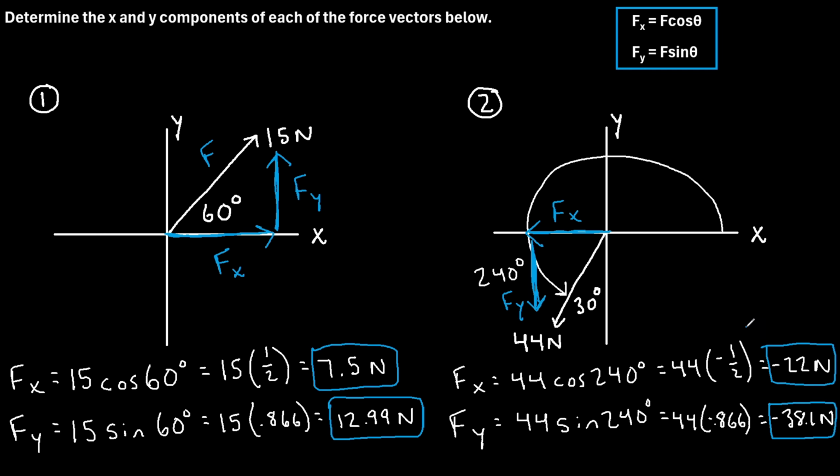So those were just a couple quick examples of how to find the x and y components of a vector when you're given the magnitude and the angle. You just need to know these two important formulas right here.